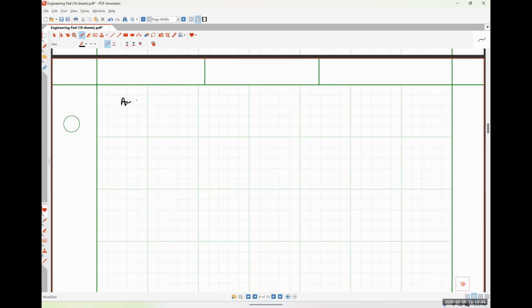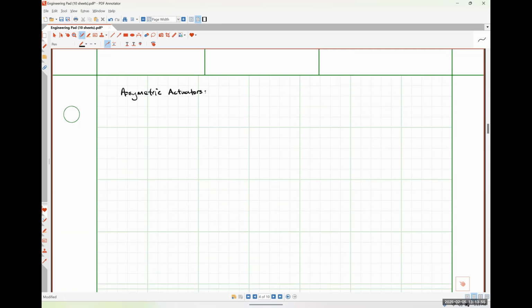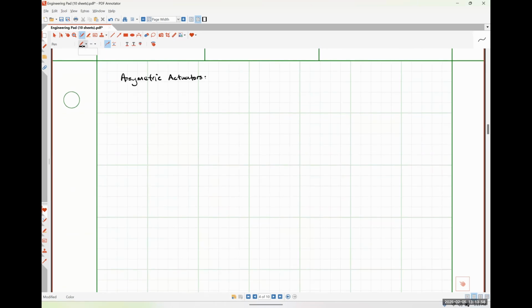Asymmetric actuators. This will be our last little miniature topic for today. There are two methods that are traditionally used to generate asymmetric actuators. The first is to simply have a situation like this where we have two different legs of varying lengths. And we're just going to rely on the coefficient of thermal expansion here to generate our displacement.